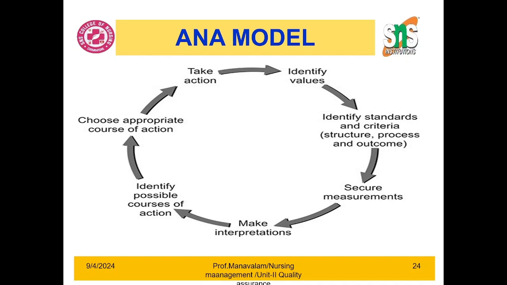Next, move on to identify the possible courses of action. We have too many actions in our hand, but we have to identify which type of action we can possibly implement in patient care. Next, after identifying, we have to choose the appropriate course of action. After choosing the appropriate course of action, we have to take action. In the sense, we have to implement the action. Then definitely we will reach the value of the organization. It is a circle, so it is an ongoing process.